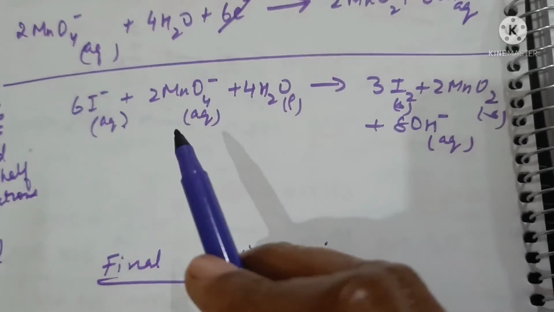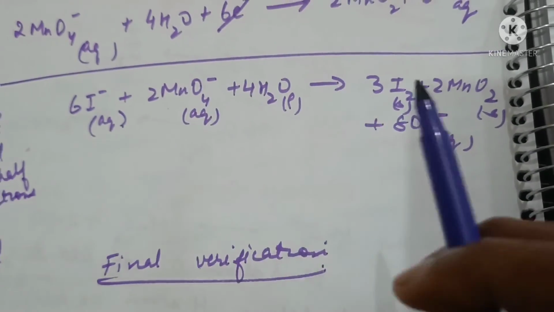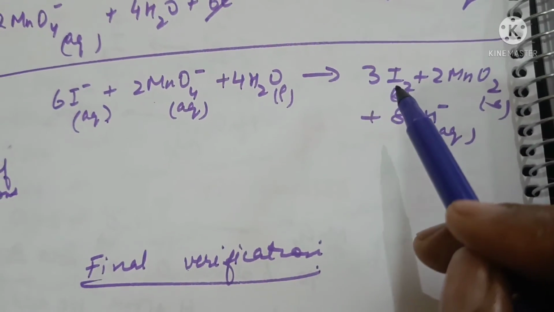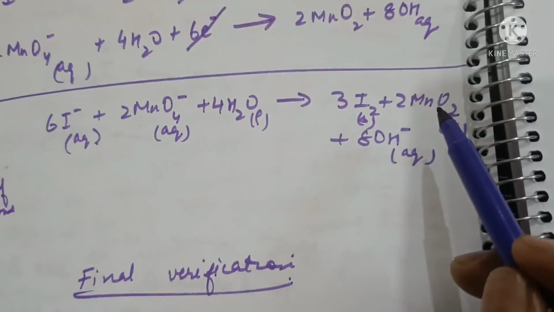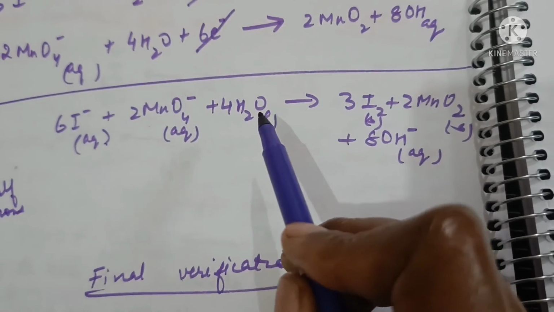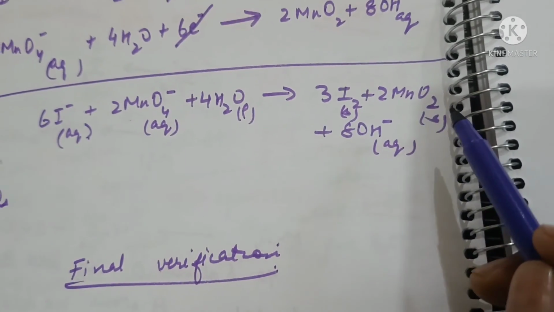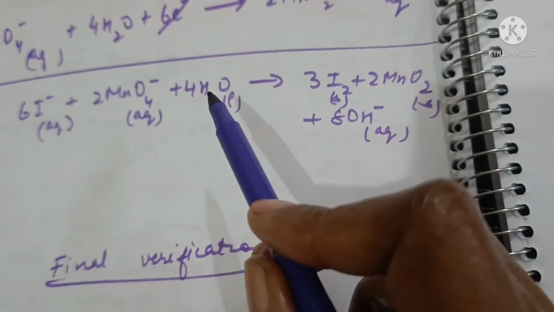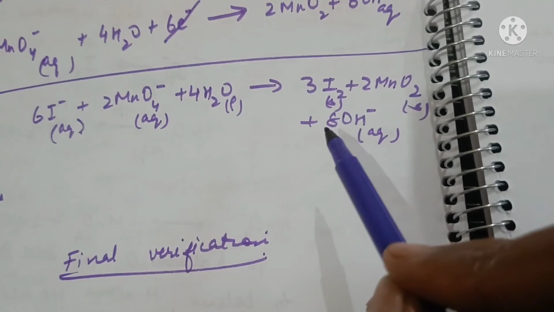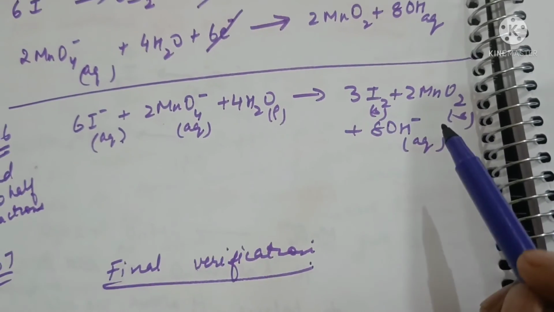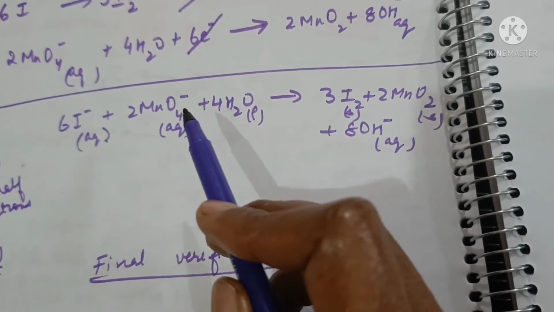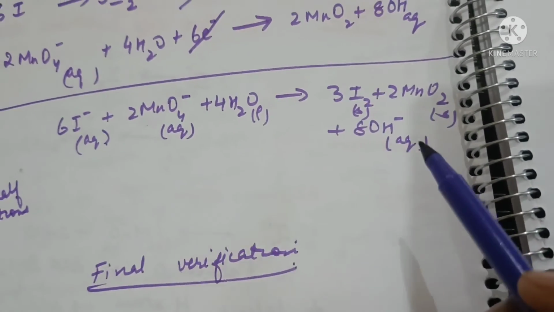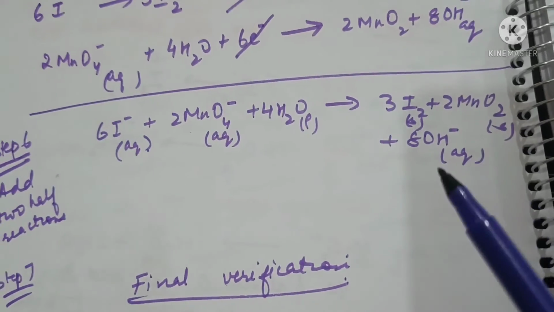Last step is to verify whether atoms and charges are equal or not. So 6 iodide, 6 iodine, 2 Mn, 2 Mn, 8 and 4, 12 oxygens, and 4 and 8, 12 oxygens, 8 hydrogens and 8 hydrogens. So the equation is verified. Then we have 8 negative charges and we had 8 negative charges. The charges are also verified. So the equation is balanced.